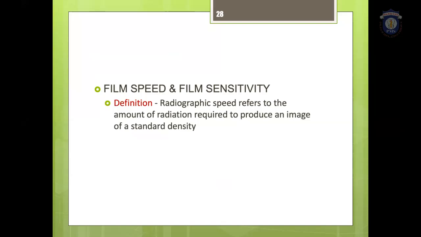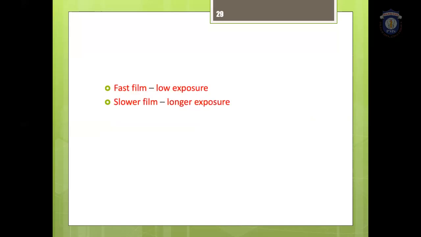Coming to the next characteristic, film speed and film sensitivity. Radiographic speed refers to the amount of radiation required to produce a quality image of a standard density. Accordingly, there are fast films which require low exposure, and slow films that require long exposure to produce a quality X-ray.